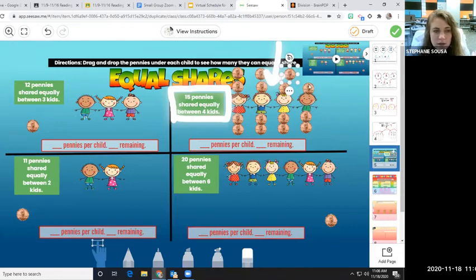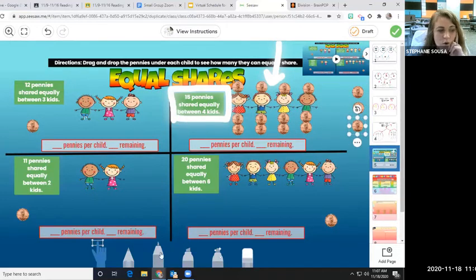Look, this young man in the green vest did not get an extra penny. So guess what? They don't get these. Bye-bye. Because we know that division is sharing equally. So each child gets 3 pennies, 1 on top, 2 on the bottom, and there are 3 pennies remaining.